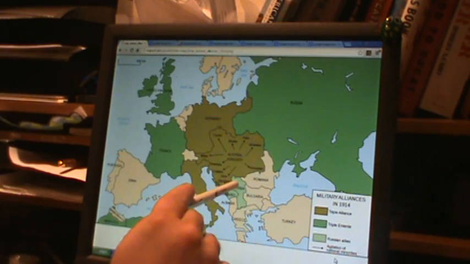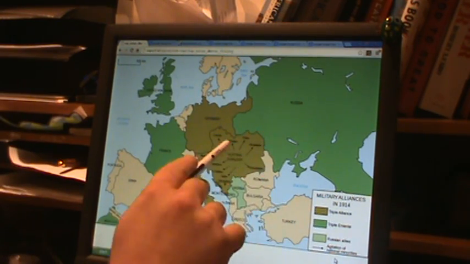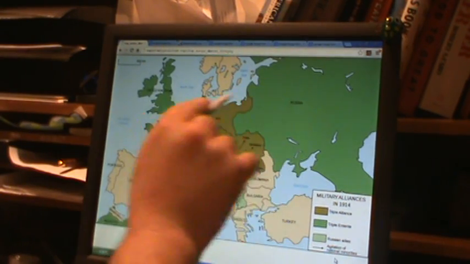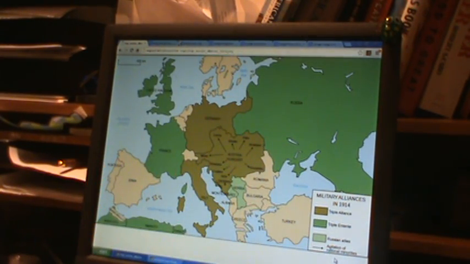Austria-Hungary declares war on Serbia. Russia declares war on Austria-Hungary. Germany declares war on France and Russia. And the whole thing... Europe had generally been at peace for 100 years. The whole thing ended in a few weeks in August of 1914.